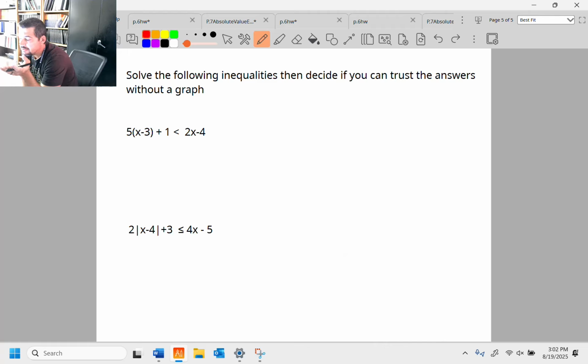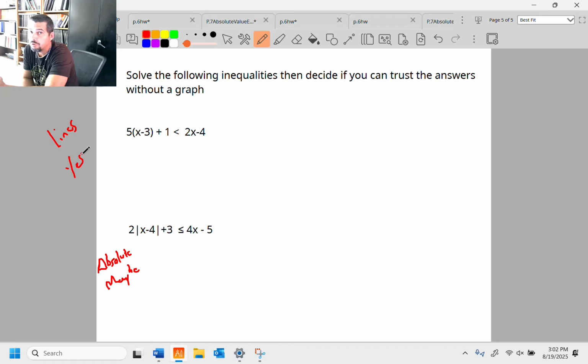Probably is the reality of it. With absolute value, if you see absolute value, it's a maybe. All right? It's a maybe situation. These are not absolute values. So with linear, with lines, yes, every time. Absolute value is a maybe. It really is. Because absolute value might not have any solutions, but you make a mistake and you don't think, and turns out you're wrong.